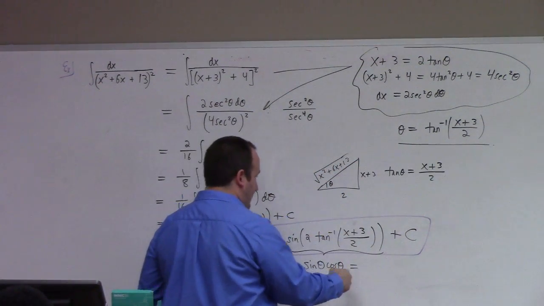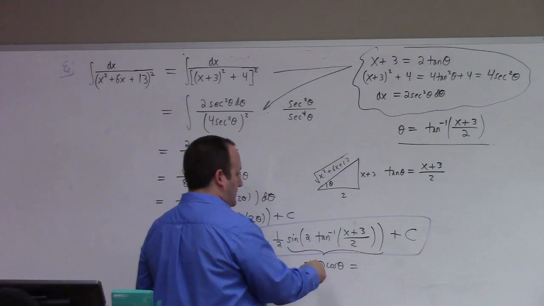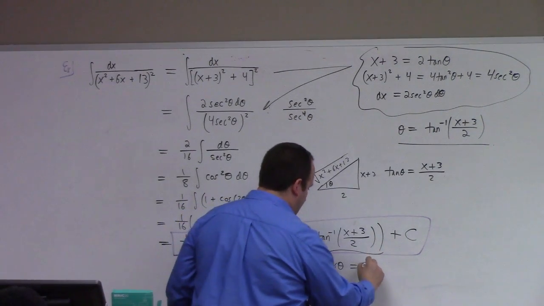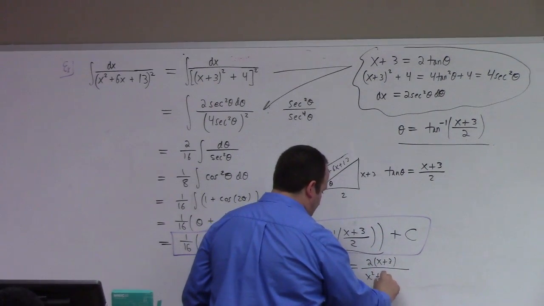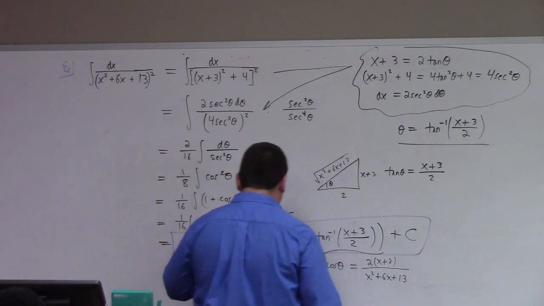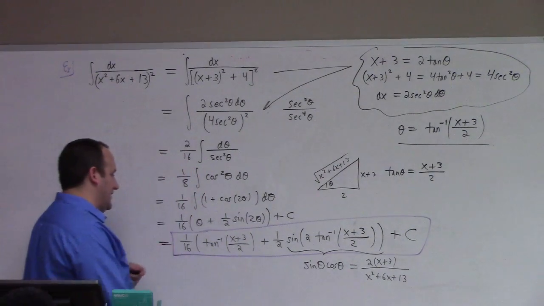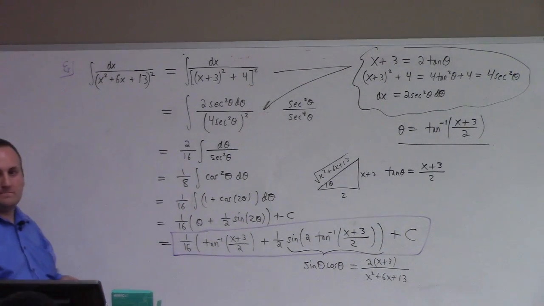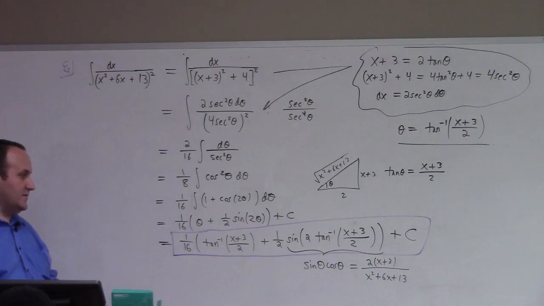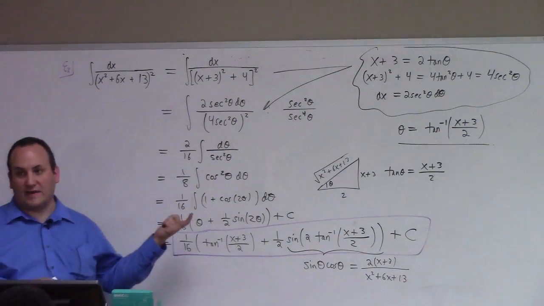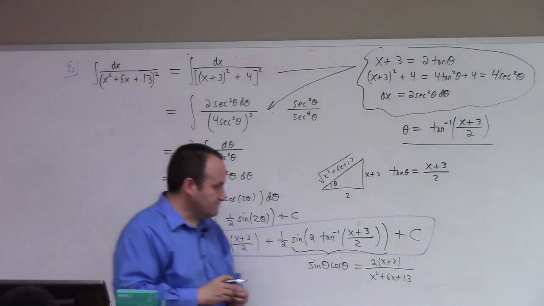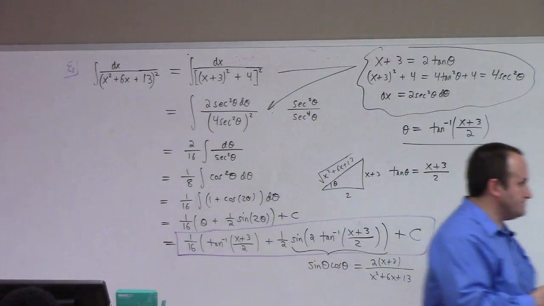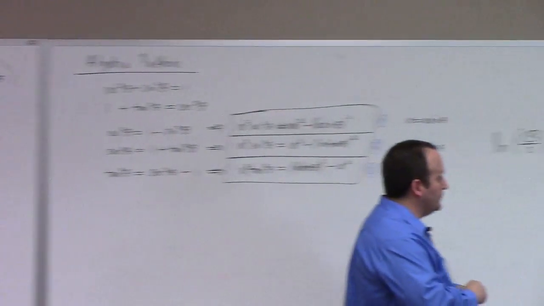And so this guy would be 2 times x plus 3 over x squared plus 6x plus 13, which is kind of cool. So, yeah, that's an improvement on that answer, I will admit. So, I do welcome your comment. Anytime we have a sine of 2 things, we can use this identity to simplify it, right? That is true.